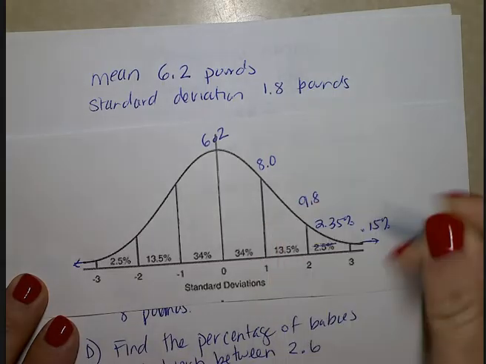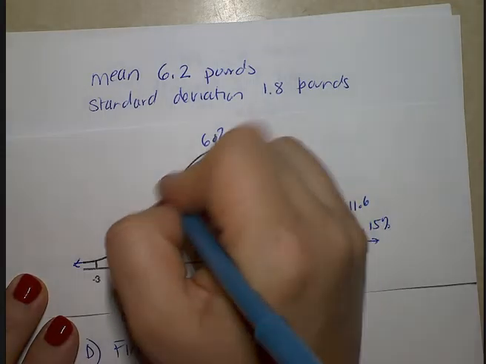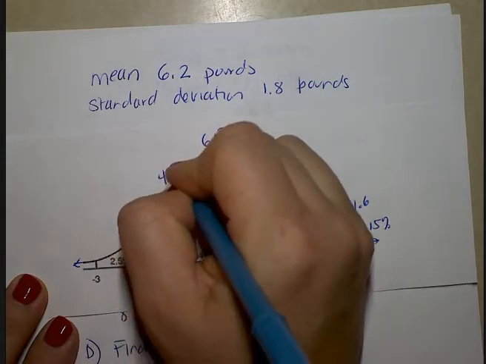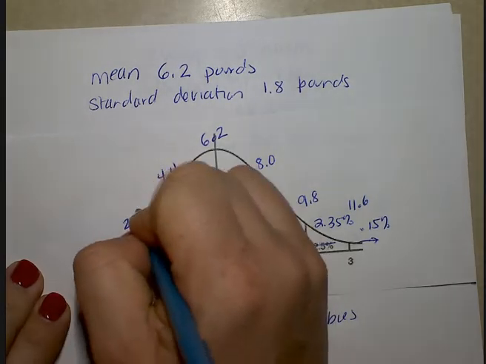9.8 and 11.6. Okay, going backwards, 6.4. Or 4.4? I said it. Wrote it down, but I said it wrong. And 2.6? And what is this one?